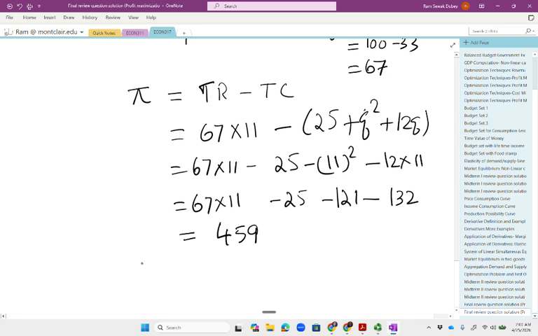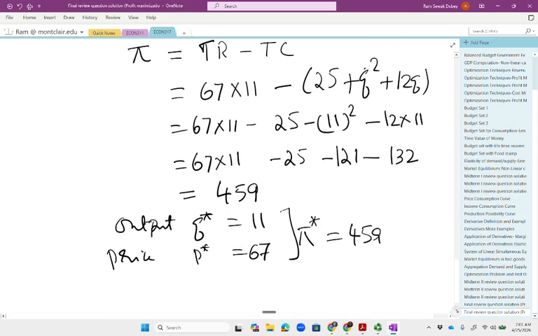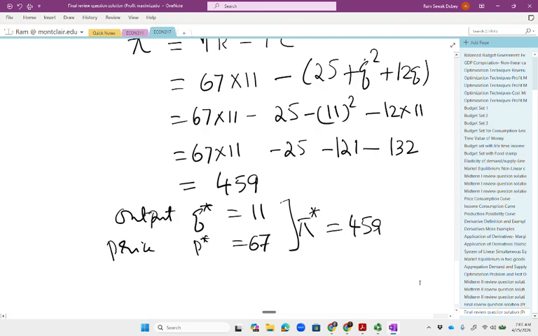What we have obtained is output Q star is 11, price P star is 67, and this will yield profit pi star of 459, and that is the solution, and that's a good point to stop.